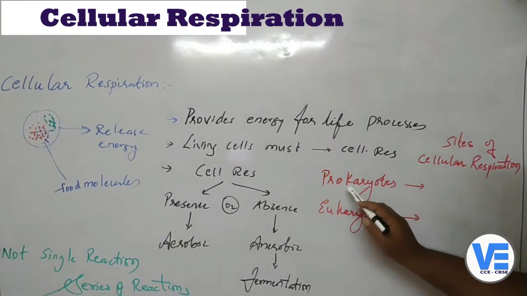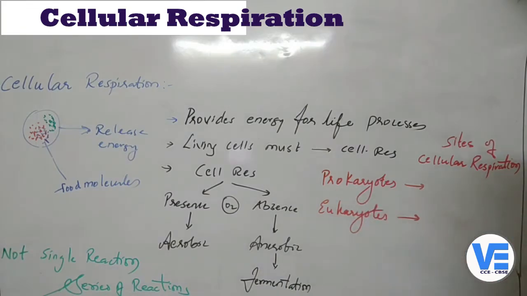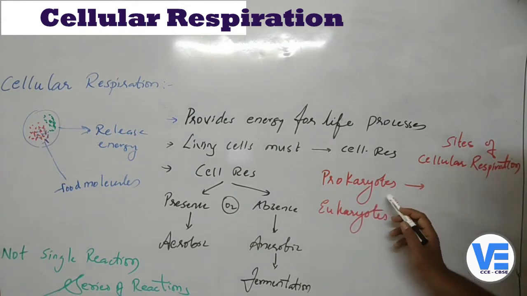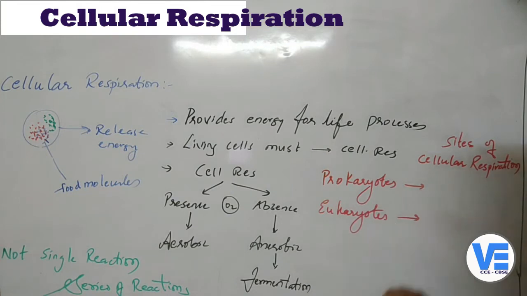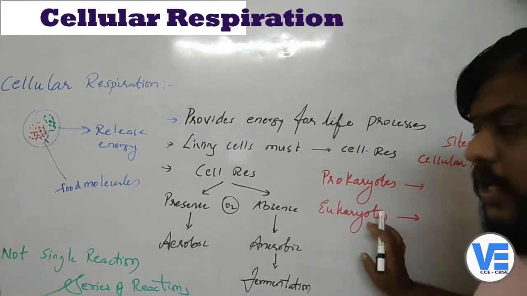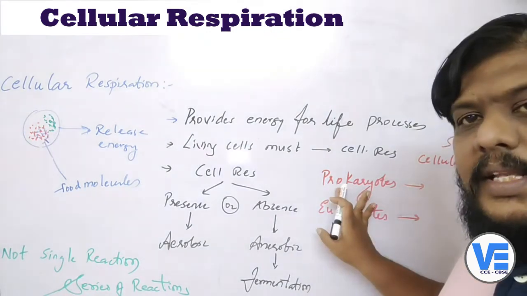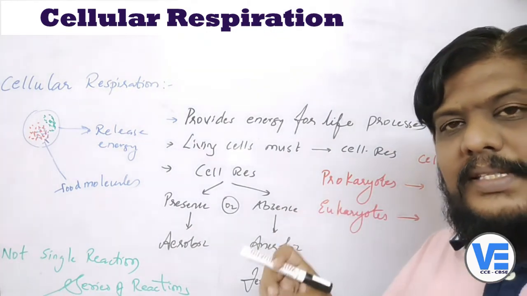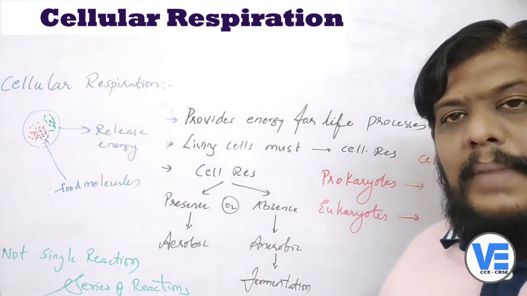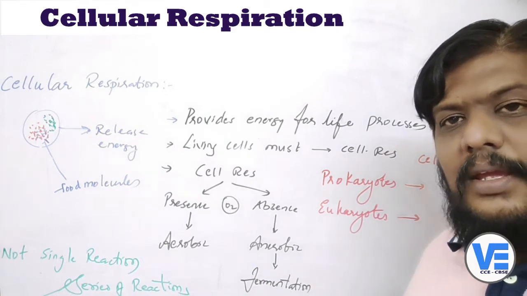Now we come to the prokaryotes and the eukaryotes, right? So what are prokaryotes? All the unicellular organisms are called prokaryotes. They will not have a definite nucleus. And coming to the eukaryotes, they have a distinct nucleus, and we are the best examples of the eukaryotes, isn't it? Now when you come to the prokaryotes, the best example you can take is the bacteria. Bacteria are the best example of the prokaryotes.